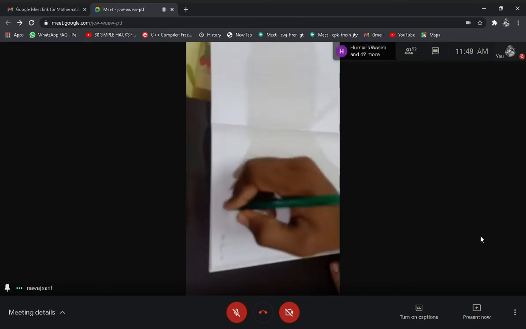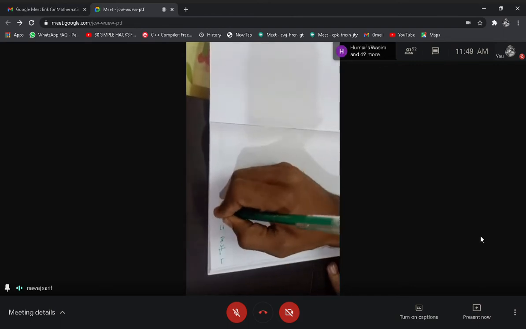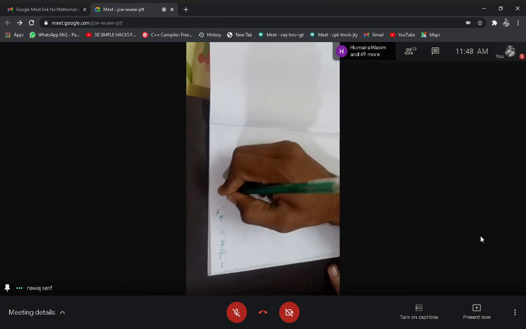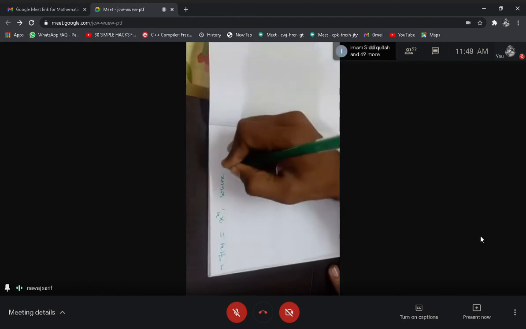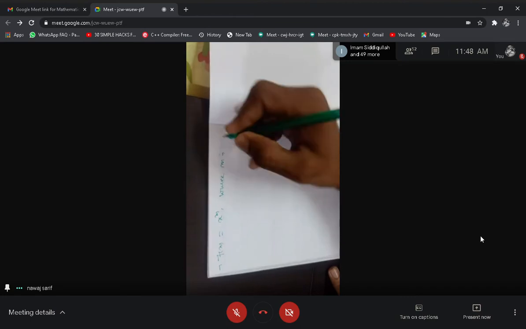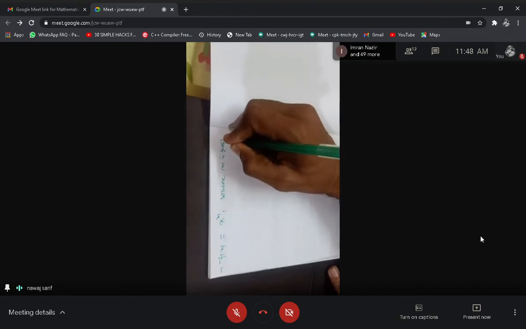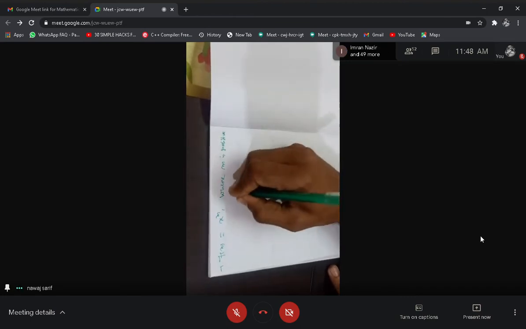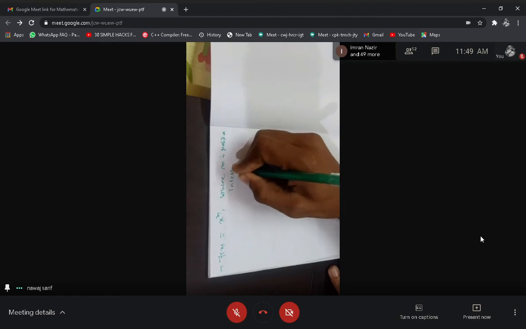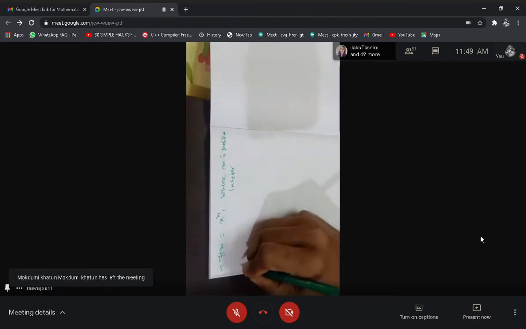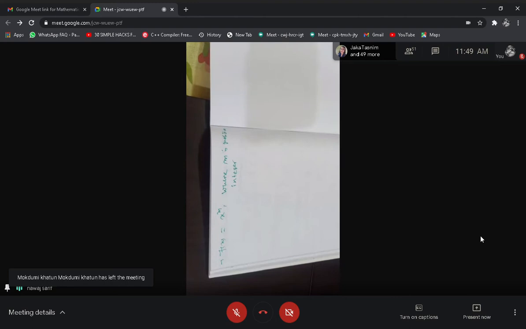f(x) equals x to the power m, where m is a positive integer. Okay. Then if m is a positive integer, what is the nth order derivative of this function?